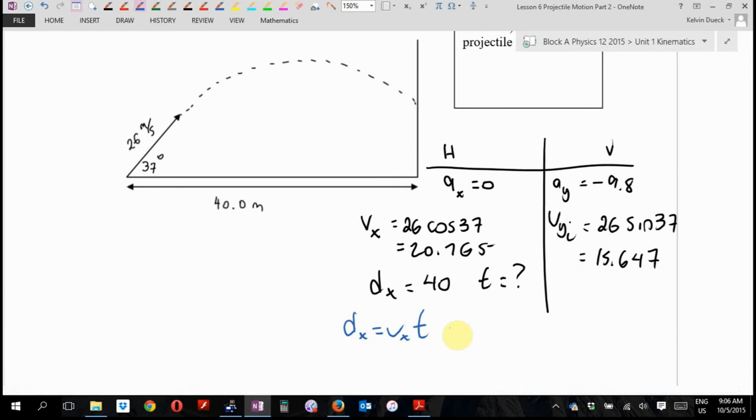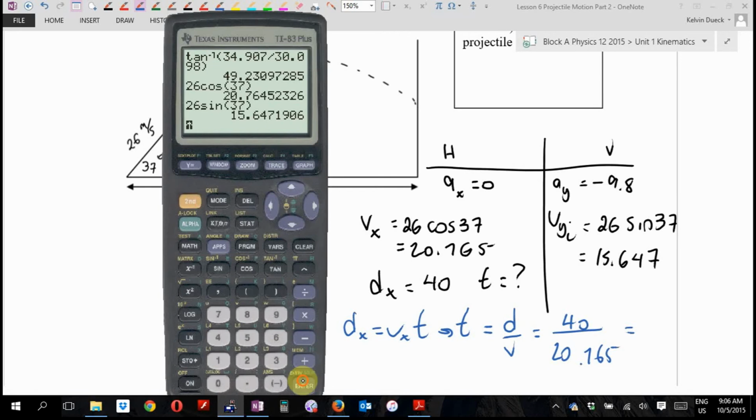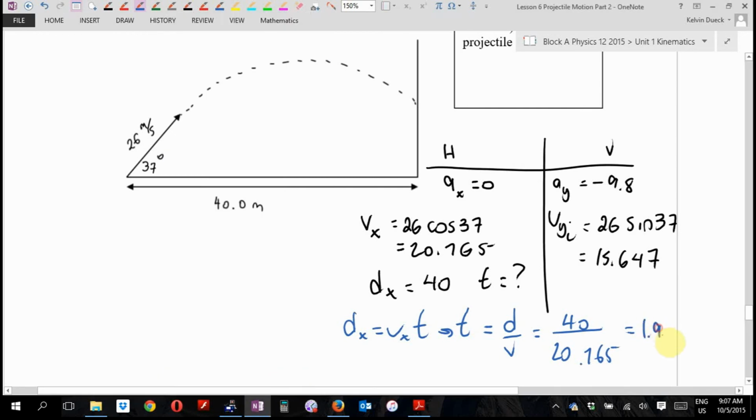So if I hear you correctly, time is just going to be the distance divided by the horizontal velocity: 40 divided by 20.765. I'm going to get that answer back on my calculator. 20.764523. I just quickly typed in 26 cos 37, and now I'm going to go 40 divided by answer. That gives 1.9264.